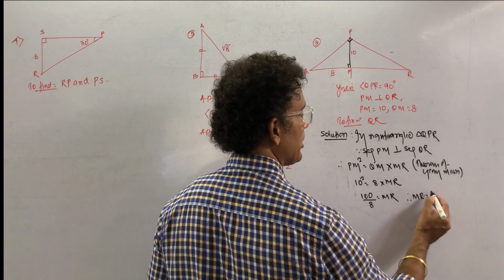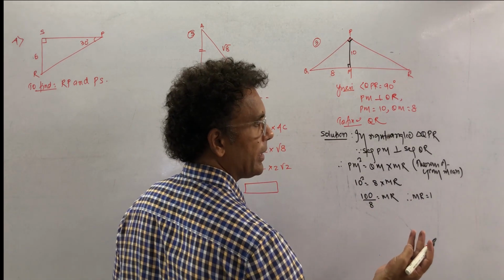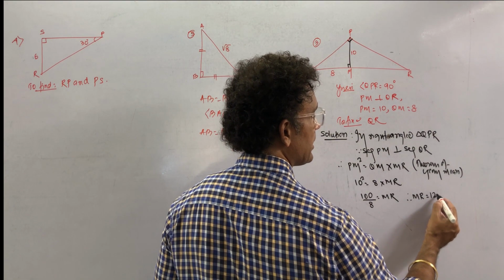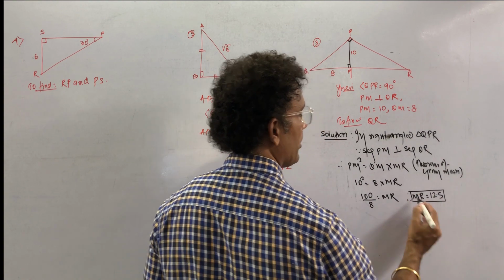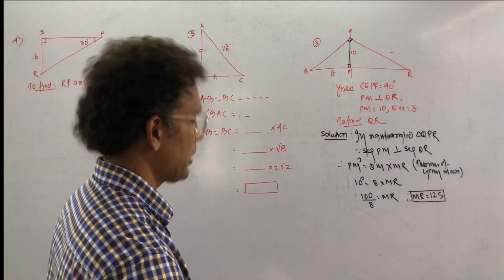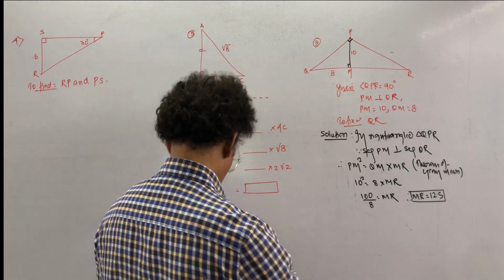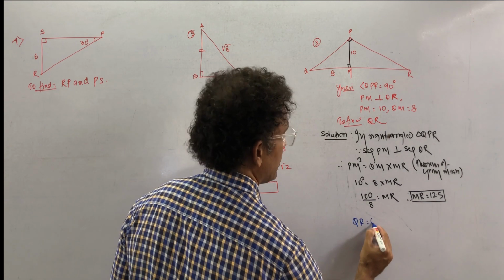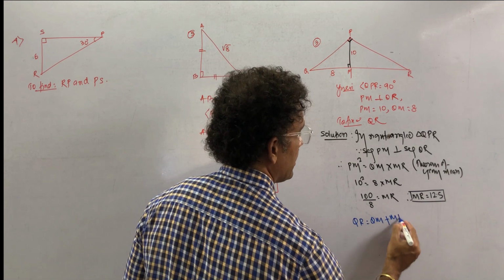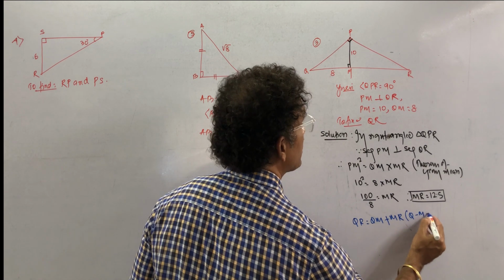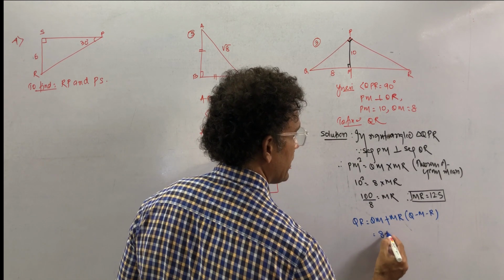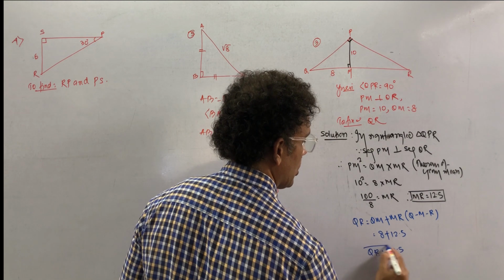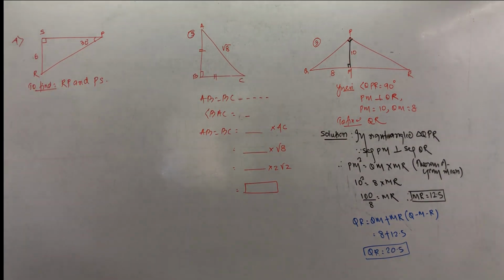MR is equal to 100 upon 8. How much is that? 8 times 12 is 96, then 8 times 5 is 40, so you get MR is equal to 12.5. What was asked? Check, everybody. You asked for QR, so we will write QR is equal to QM plus MR, the reason being Q-M-R, which we already found out. We get QR is equal to 20.5. So this is how you have to do this sum.